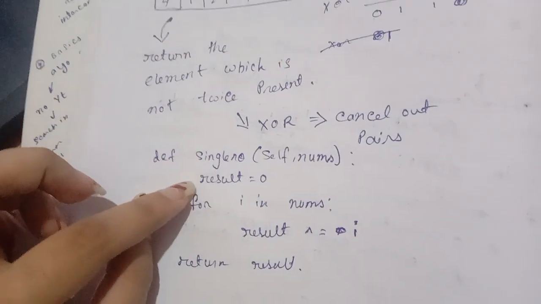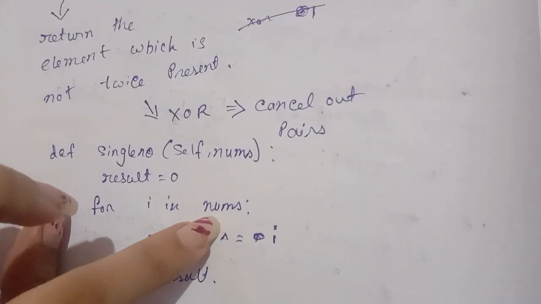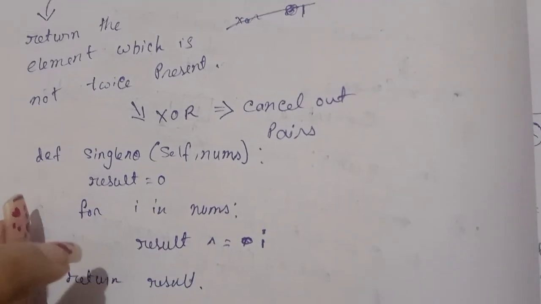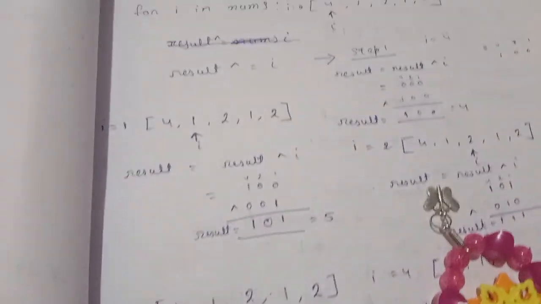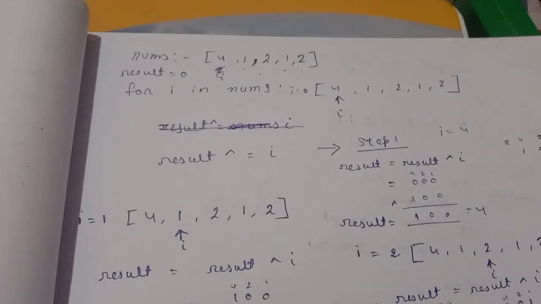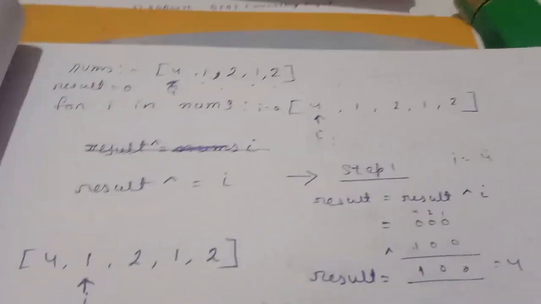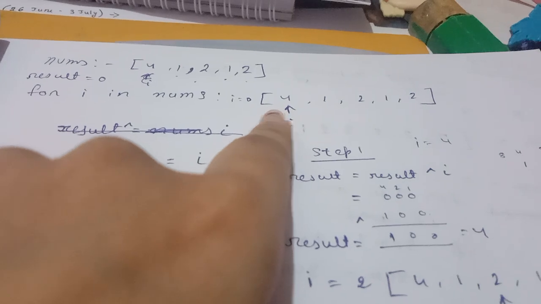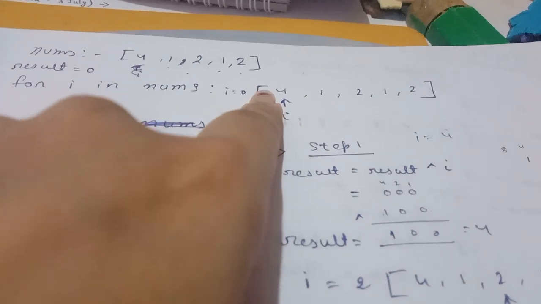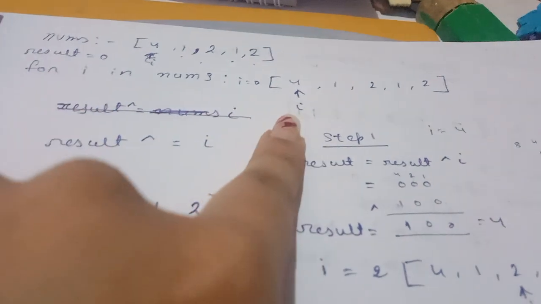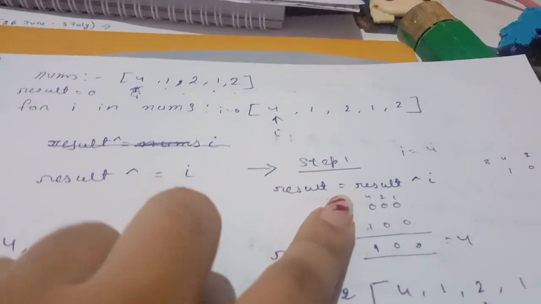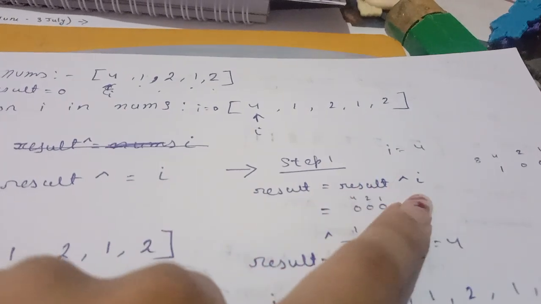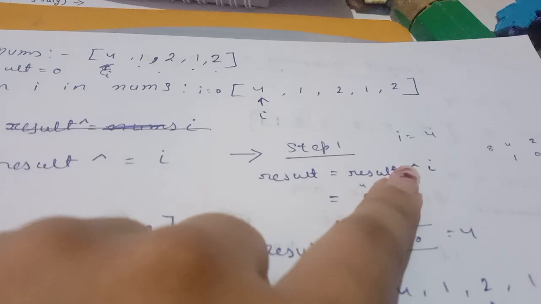Initially we know the result is 0 and we have some array, and i is iterating over each of the elements of the array, right? So let's see the example. Let us see that nums is the array, and initially our result is 0. In the first iteration, the ith element, the 0th element, is 4. So we are going to perform the XOR operation. What is the XOR operation? We are doing result equal to result XOR i, right? So result is 0, i is 4.